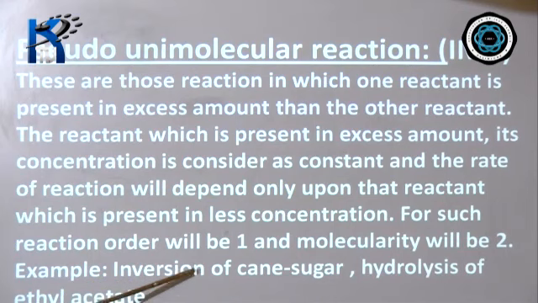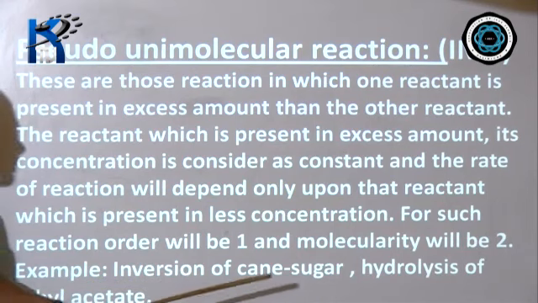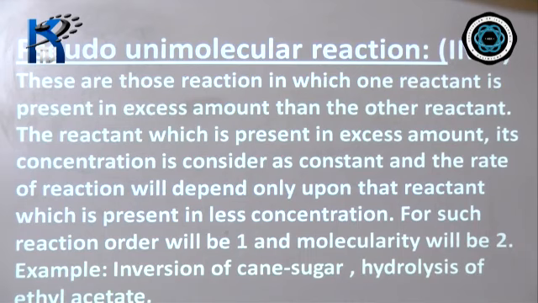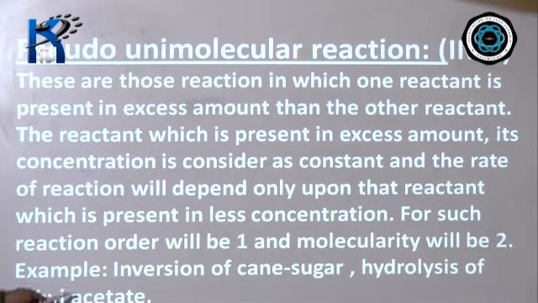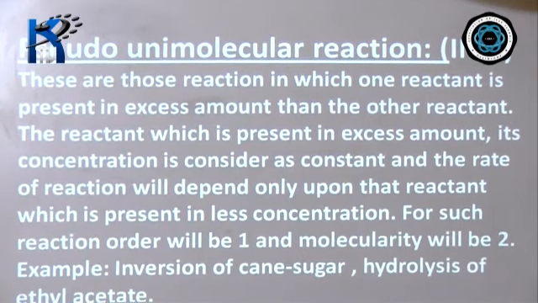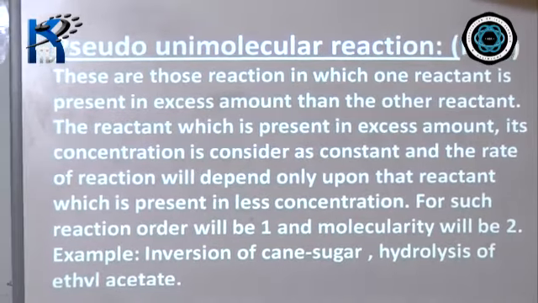One is inversion of cane sugar. The other one is hydrolysis of ethyl acetate. So the 2 examples of pseudo unimolecular reaction are inversion of cane sugar and hydrolysis of ethyl acetate. So with the help of these 2 examples, I am going to explain to you what a pseudo unimolecular reaction is. So let us go first with inversion of cane sugar.